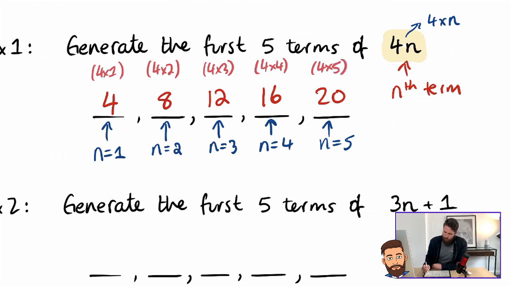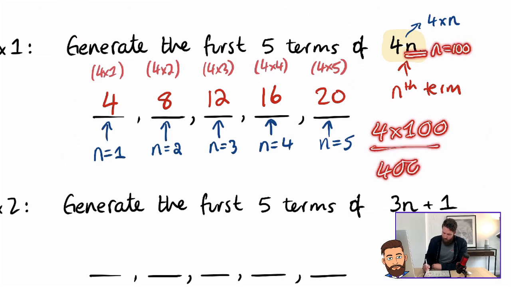But if I asked you, using this nth term, 4n, what is the 100th term of this sequence, hopefully you would say, well, that must be 4 times 100, because I want the 100th term, which means n would be 100, and 4 times 100 would be 400. So the 100th term would be 400.